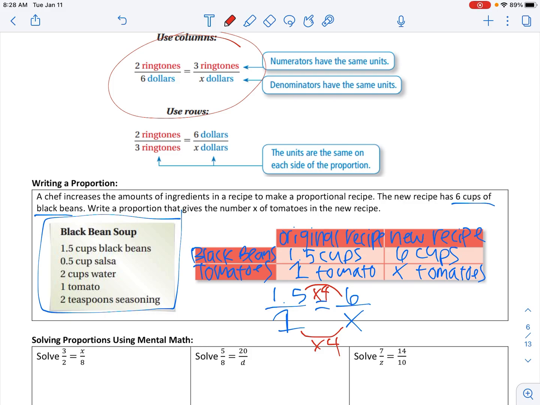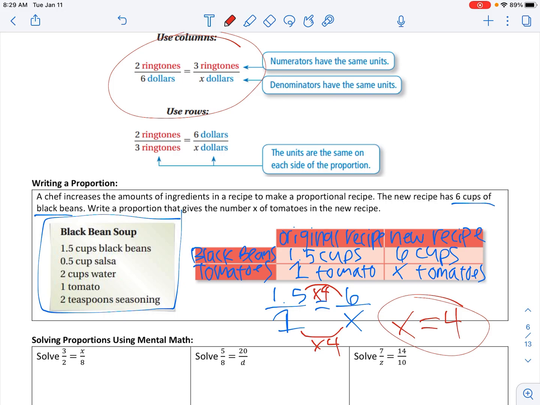1 times 4 is 4, so x equals 4. So that means in our new recipe, if we use 6 cups of black beans, we have to use 4 tomatoes. That's what that means. So that is how you write a proportion.